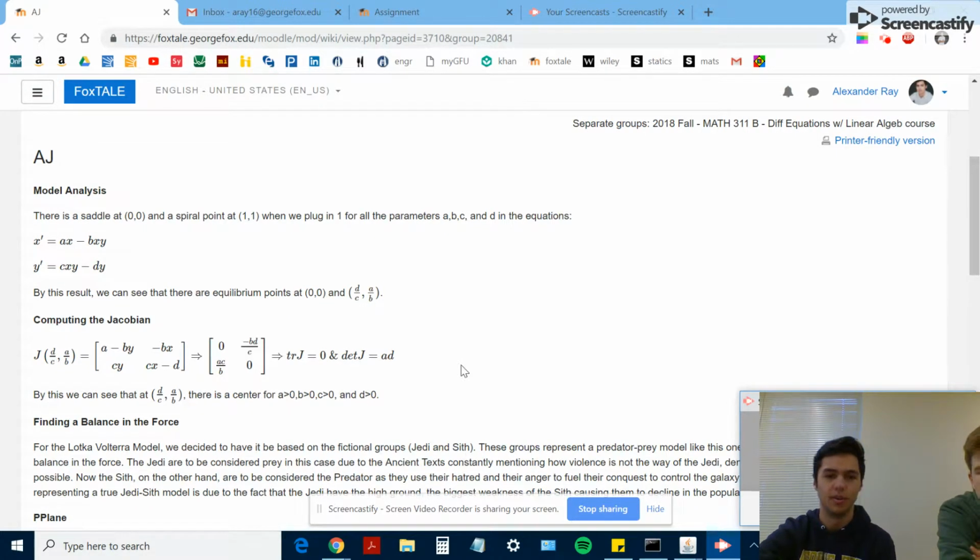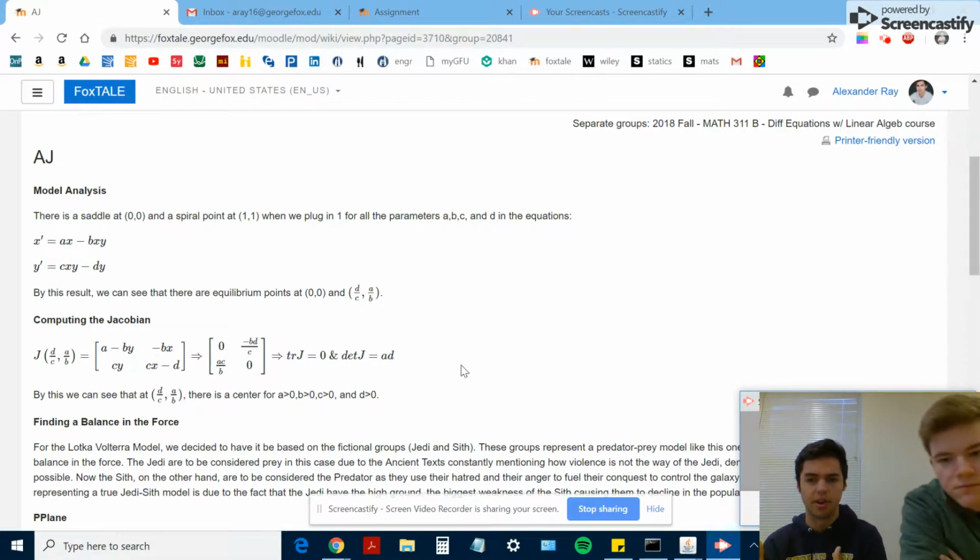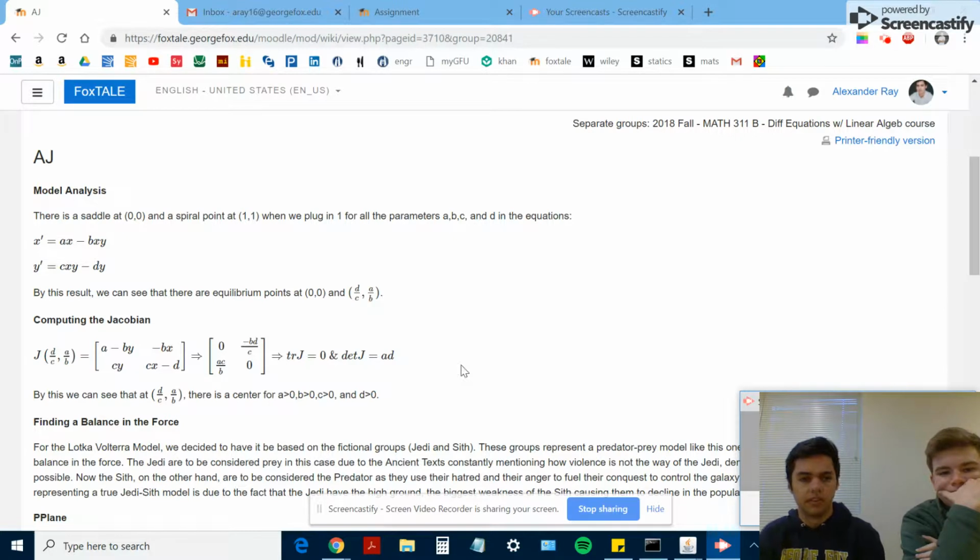All right. So the model that we are analyzing is the classic Lotka-Volterra model, which is most commonly used for analysis with predator and prey species interactions. So that's what we're going to be going over.